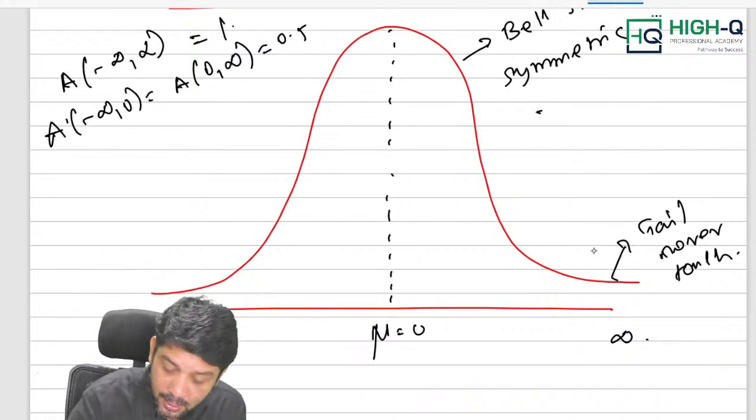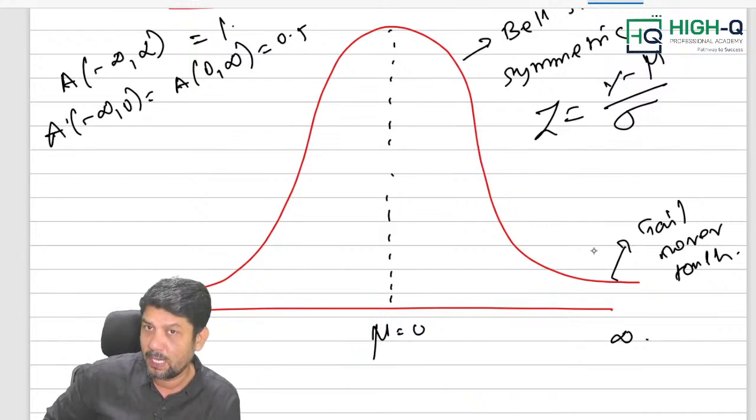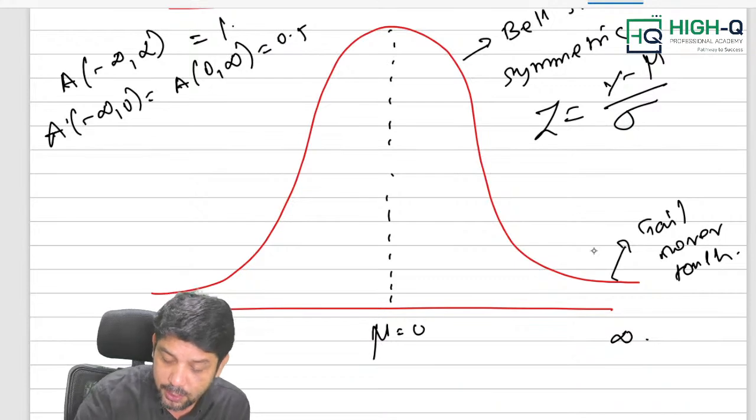Here, the normal variate z is equal to x minus mu by sigma. Please listen to this very carefully. One question definitely will come. Z equal to x minus mu by sigma.